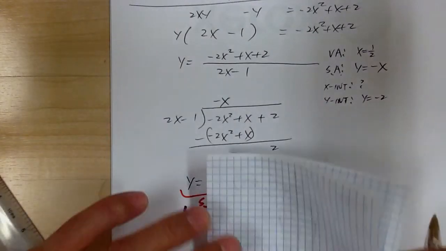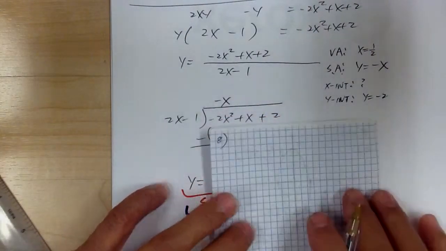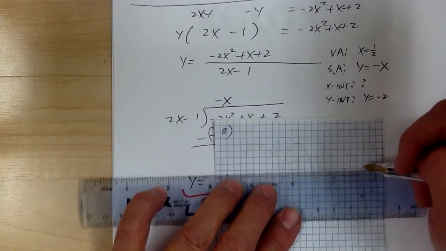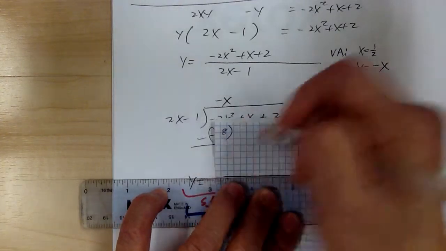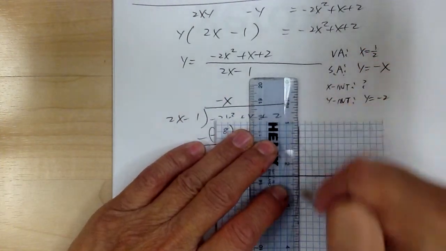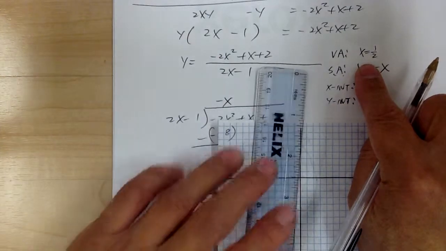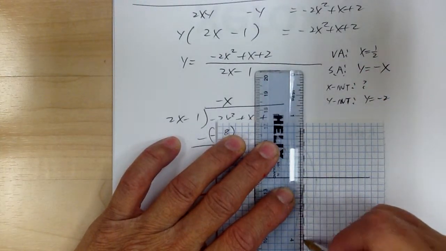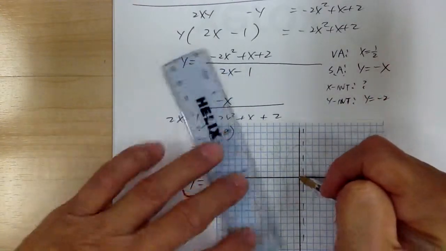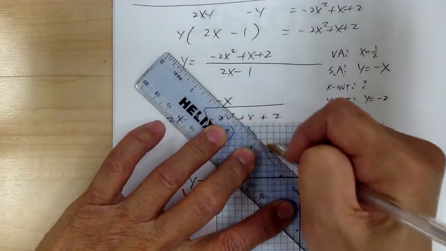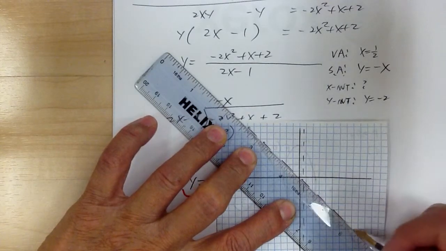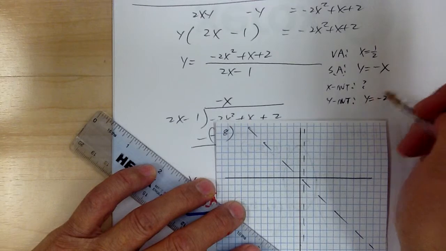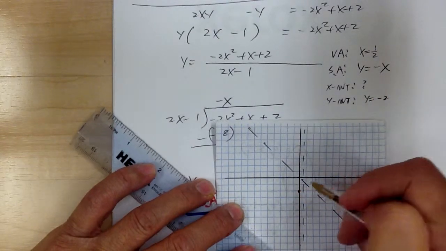Okay, let's go to number 8 and sketch all this information. Vertical asymptote, x equal to 1/2. Slant asymptote, y equal to negative x. X-intercept, we don't know. Y-intercept is when y equals -2, and that's over here.